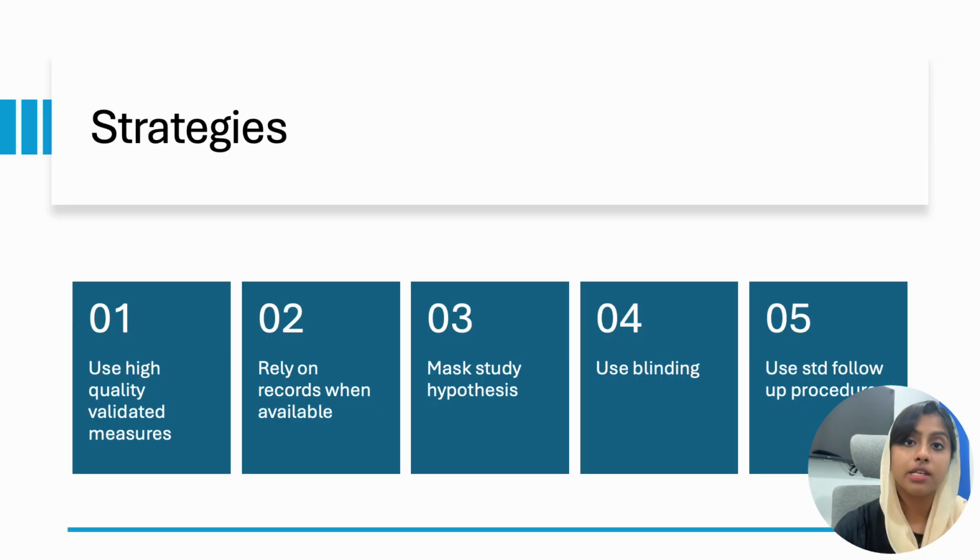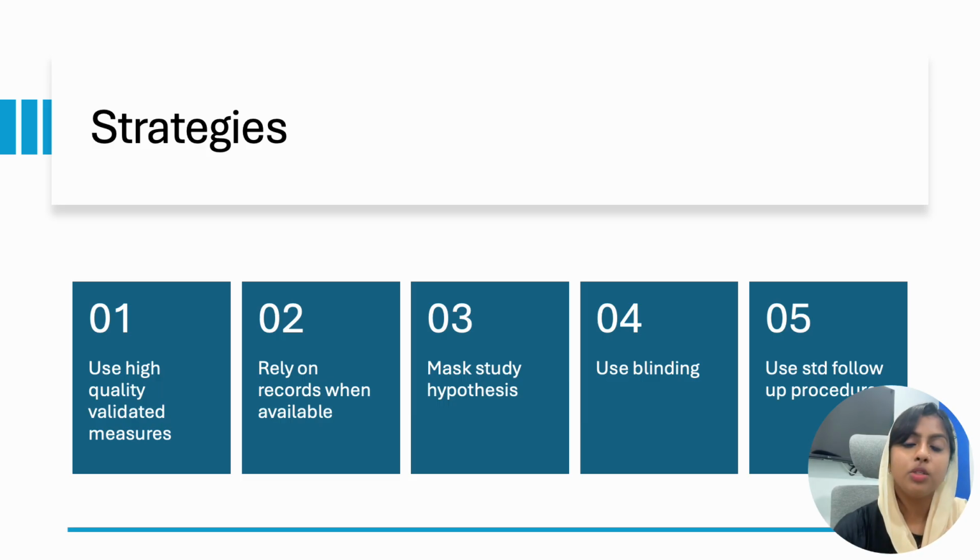So what strategies can you take in order to rectify information bias? We need to use a highly validated measure so that there is no error while calculating or while selecting. There is no misclassification, and you can rely on records when possible so that there is less likely to be an interviewer bias or a subject bias like recall exposure. You can also mask the study hypothesis, which we call blinding of the study hypothesis. And then normal blinding, where you blind both the investigators and the subjects so they don't know actually what's happening. This is generally done in an experimental study.